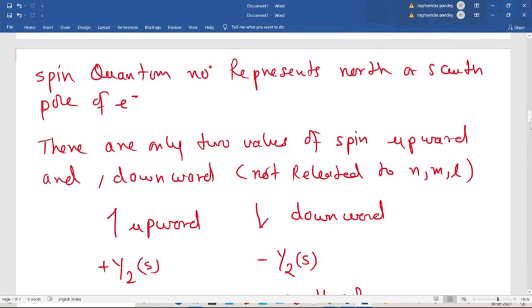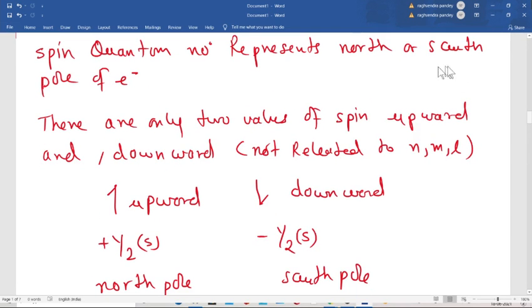So spin quantum number is representing the north or south pole of the electron. There are only two values. One is for north pole, one is for south pole. North pole means plus half or upward value. Half arrow upward, or we can write it as plus half. Then minus half is the downward arrow, and it is represented as south pole.